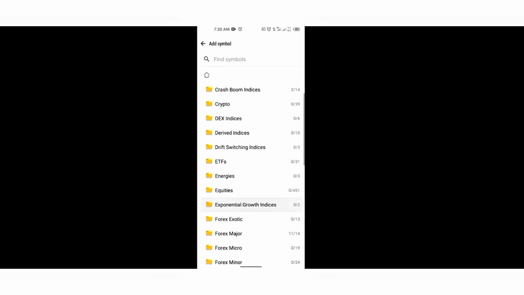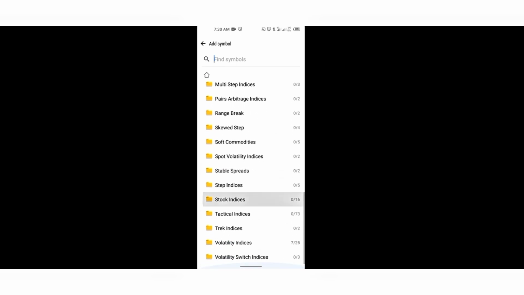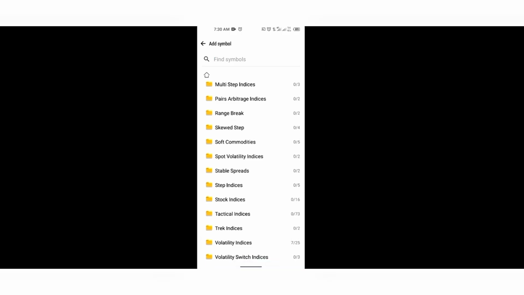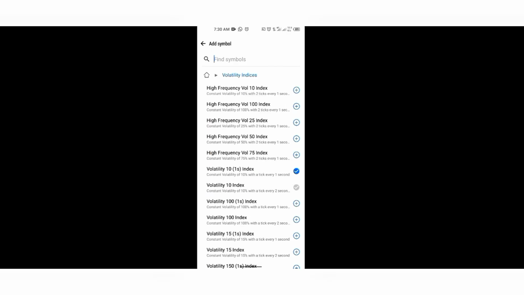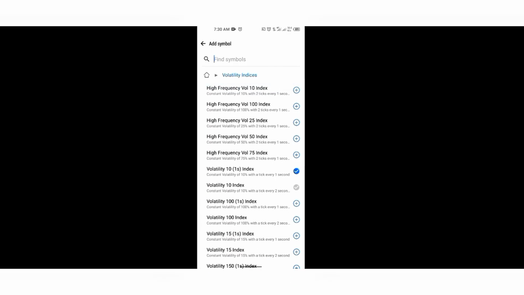So when you go down here, you will see volatility indices. This one right here. So you click on it. Although we have this spot volatility, that one is different. But now this volatility indices, this is the one that I'm talking about. So when you click on it, you are going to see a lot of volatility assets.